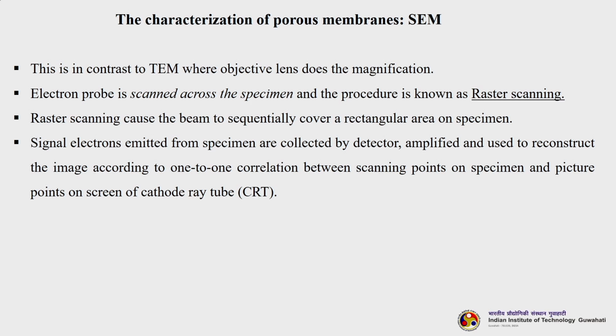This is in contrast to TEM, where the objective lens does the magnification. So, the electron probe is scanned across the specimen, and the procedure is raster scanning. Raster scanning causes the beam to sequentially cover a rectangular area on the specimen. Signal electrons emitted from the specimen are collected by the detector, amplified and used to reconstruct the image according to a 1:1 correlation between scanning points on the specimen and picture points on the screen of the cathode ray tube.